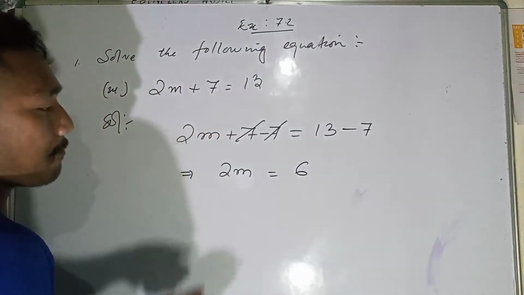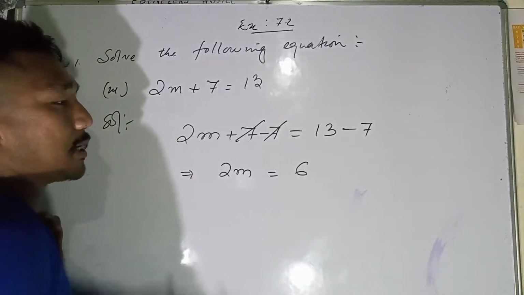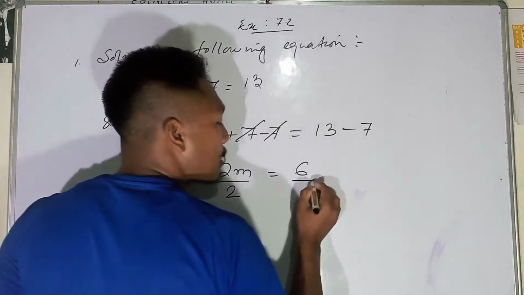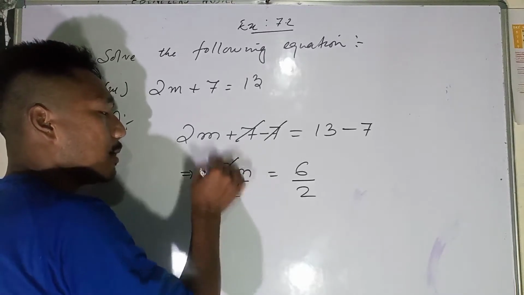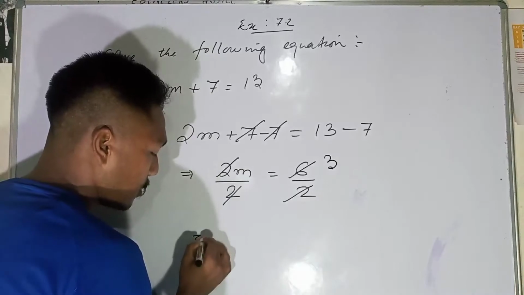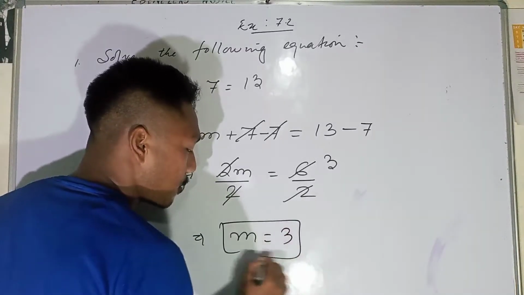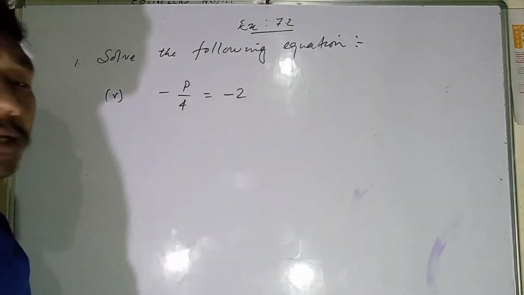Now I have one more number remaining with the variable. What is that number? It is 2, and the 2 is in multiplication. So if I want to remove this, I have to divide by 2 on both sides. 2 times 1 is 2, 2 times 3 is 6. What is remaining here? So m is equal to 3. Clear about this one, right? Okay, let's go with the next question.